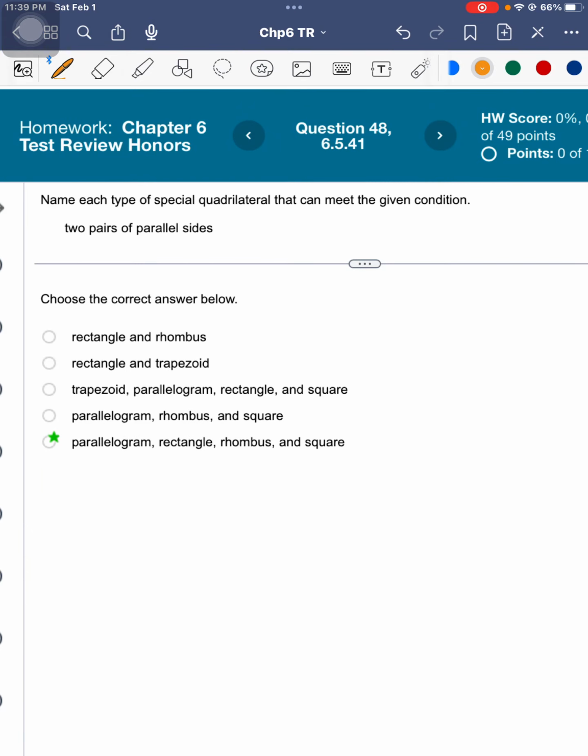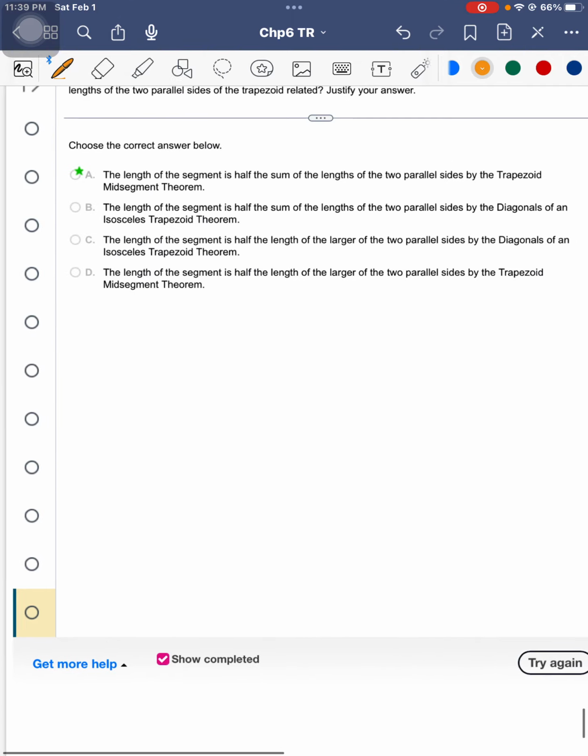Name each type of special quadrilateral that can meet the given condition. 2 pairs of parallel sides. All right, so rectangle and rhombus, that does work. Rectangle and trapezoid, no. Trapezoid, no. Parallelogram, rhombus, and square. Okay, all of those work. Parallelogram, rectangle, rhombus, and square. So this one has all of them. So this is the right answer.